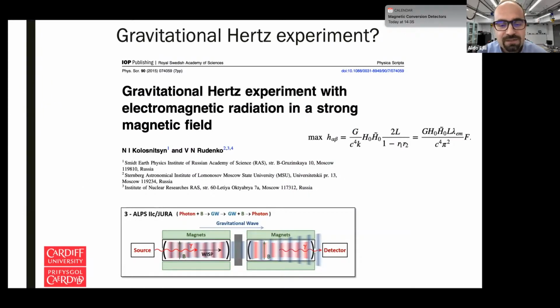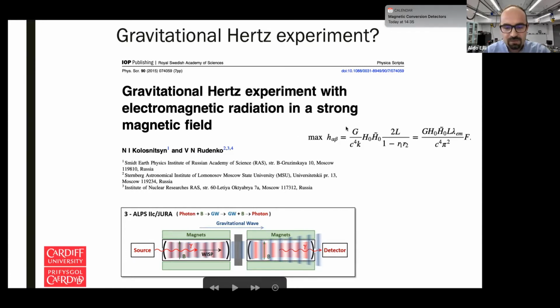ALPS also has this potential to become a gravitational Hertz experiment, since they shine a laser through the magnetic field, and this laser has 150 kilowatts. One might think, what about the Gertsenshtein effect? So you generate a gravitational wave on the first part of the cavity, and then you detect it on the other side. There is a paper on this idea by Kolosnitsyn and Rudenko in 2015.